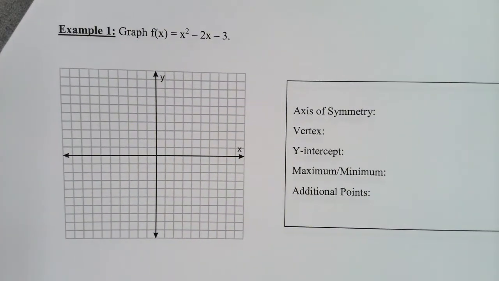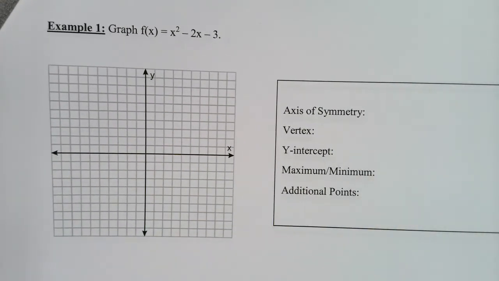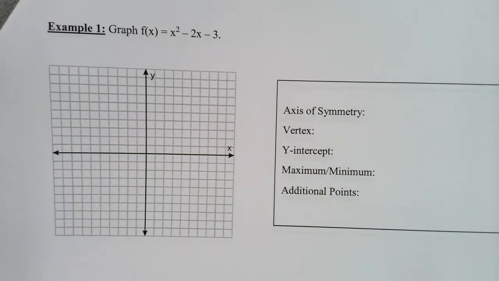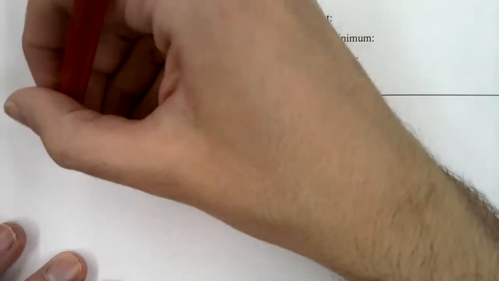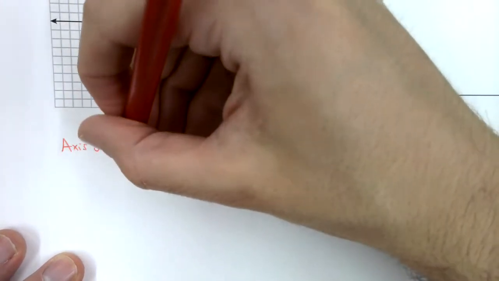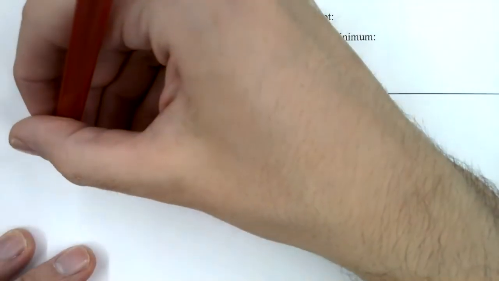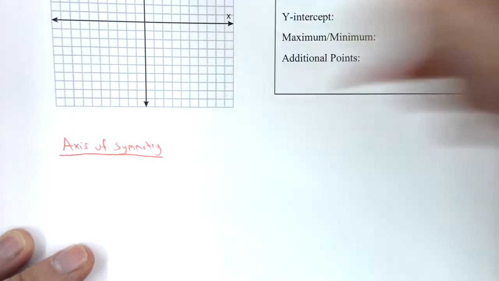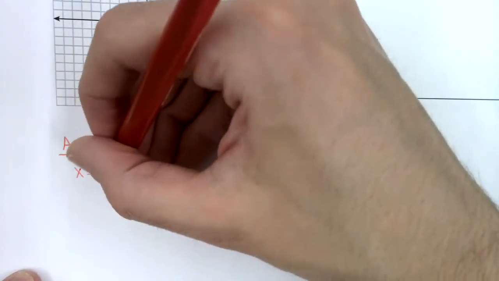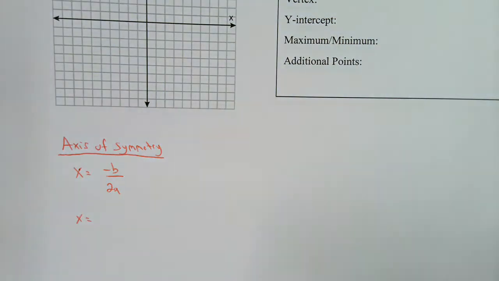Okay, example 1: graph f of x equals x squared minus 2x minus 3. I want you to fill in these 5 things. So let's start with the axis of symmetry. The formula for this is x equals the opposite of b divided by 2a. You always use that formula.